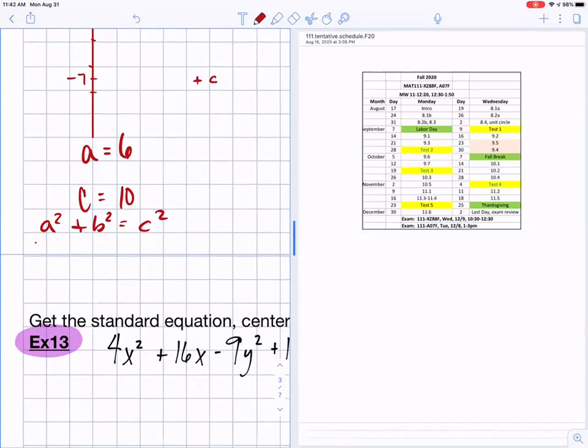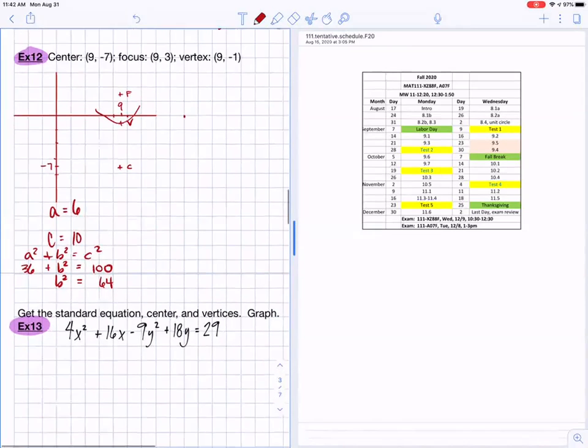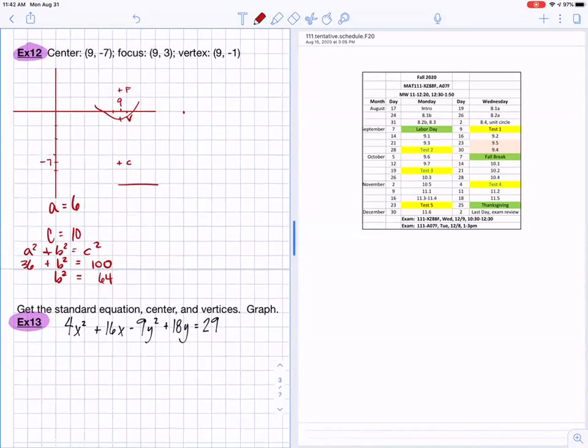I know A squared, so that's 36. C squared is 100. So you want to subtract 36 on both sides, and I believe that's going to give you 64. Okay, I've got everything I need then to write my equation. I have H, K, I have A and B. So then we'll go to the side. It's going to be fraction minus fraction equals 1.